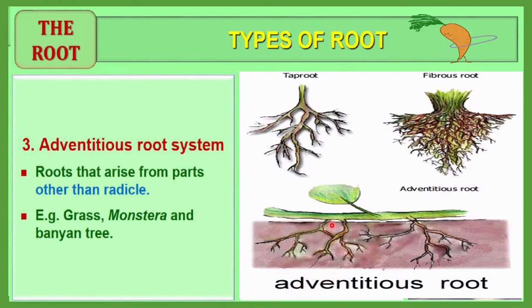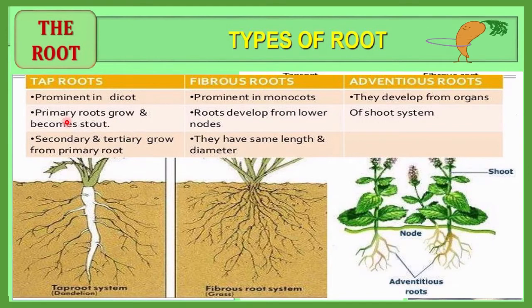So you can compare all three. Now let me compare all three: the taproot system, the fibrous root system, and the adventitious root system. Let me discuss the differences. First of all, the taproot system is prominent in dicot plants, whereas the fibrous root system is prominent in monocot plants. So this is a difference between dicot and monocot, and this may be asked for 2 marks in the board examination. So you must prepare these definitions, and along with this you have to prepare the differences.